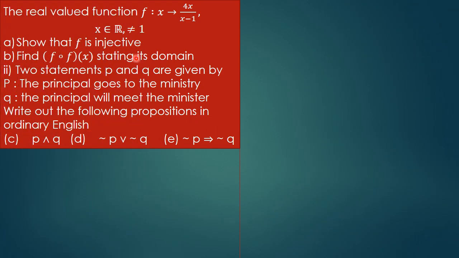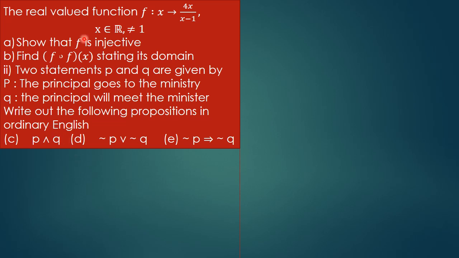Awesome, guys. As you can see, equation 4 is saying that the real valued function f such that x maps onto 4x over x minus 1, where x belongs to the set of real numbers. The A part is saying that we should show that f is injective, and the B part, find f inverse of x stating its domain. Then the next part: two statements P and Q are given by P, the principal goes to the ministry, Q, the principal will meet the minister. Write out the following propositions in ordinary English.